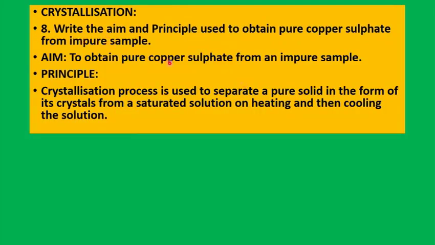Now what is the principle of crystallization? The aim is to obtain pure copper sulfate crystals from an impure sample. The crystallization process is used to separate a pure solid in the form of its crystals from a saturated solution on heating and then cooling the solution.